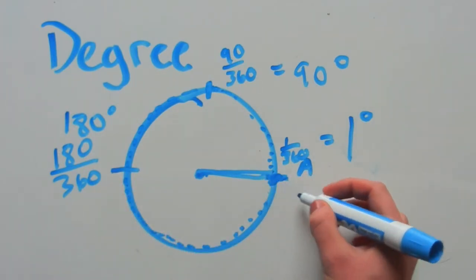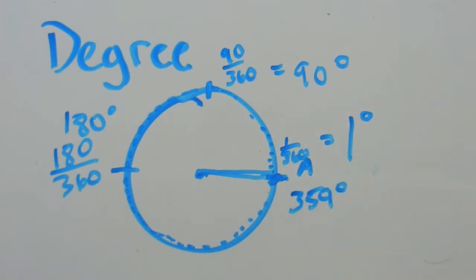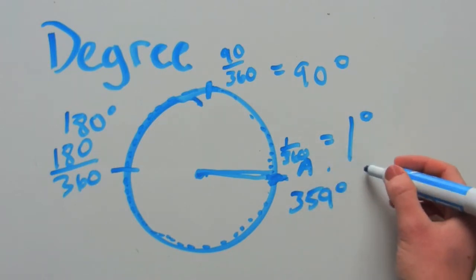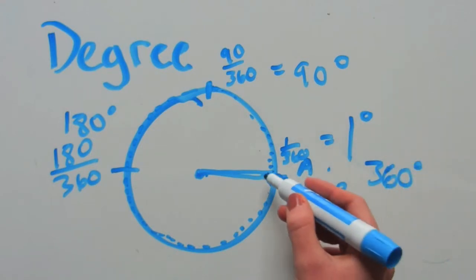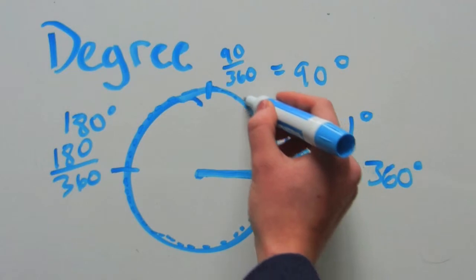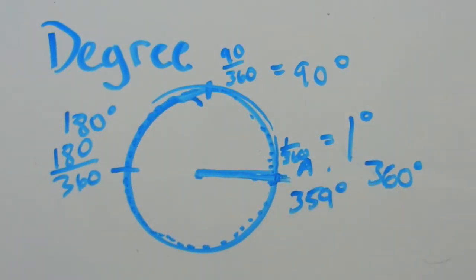One step right before A would be 359 degrees, and back at A would be 360 degrees. So starting at A, we're at 0 degrees, and we make it all the way around back to point A to 360 degrees. So let's dive into what an angle is so we can understand how to measure it with degrees.